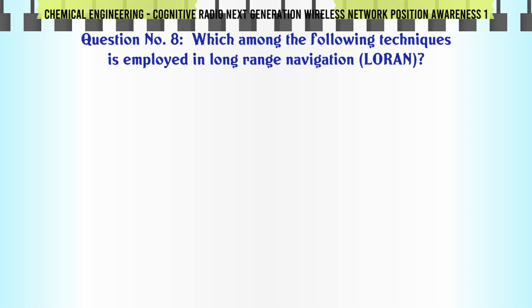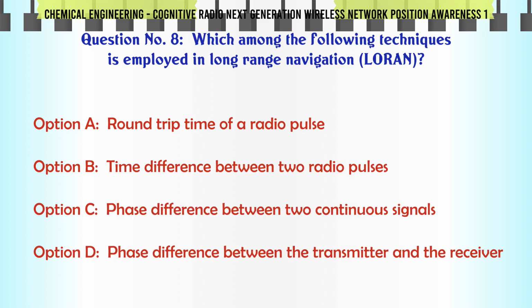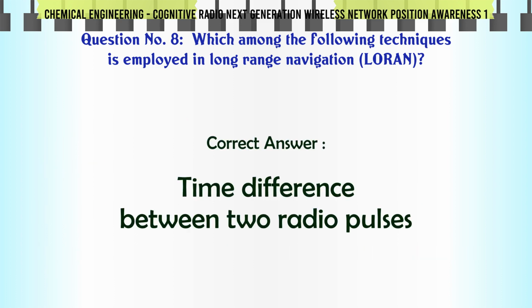Which among the following techniques is employed in long-range navigation LORAN? A. Round trip time of a radio pulse. B. Time difference between two radio pulses. C. Phase difference between two continuous signals. D. Phase difference between the transmitter and the receiver. The correct answer is time difference between two radio pulses.